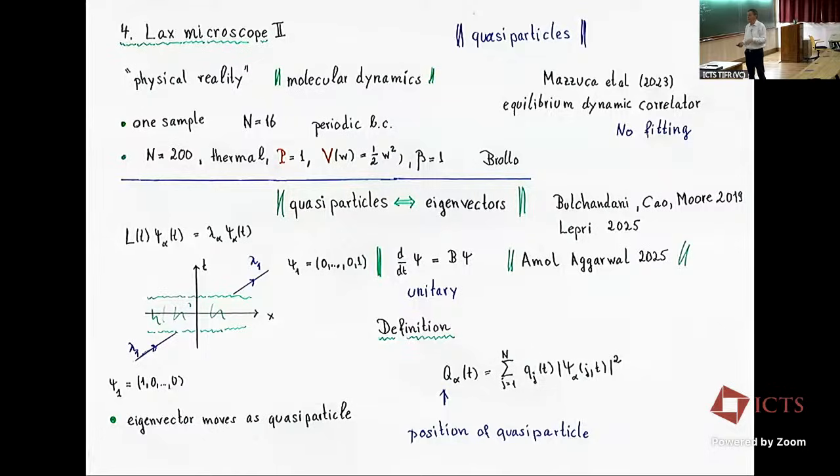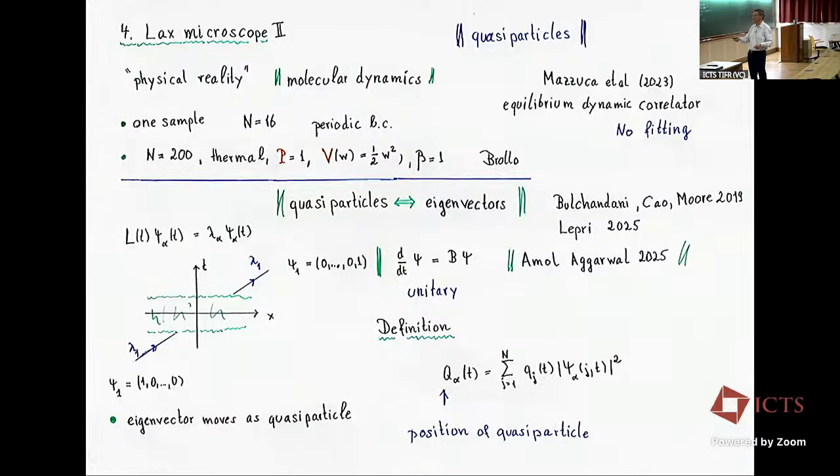The main point is that the quasi-particles are actually the locations of the eigenvectors. We talked a lot about the eigenvalues, and the literature is full of eigenvalues. Except for very few people, nobody ever asked what is the significance of the eigenvectors.